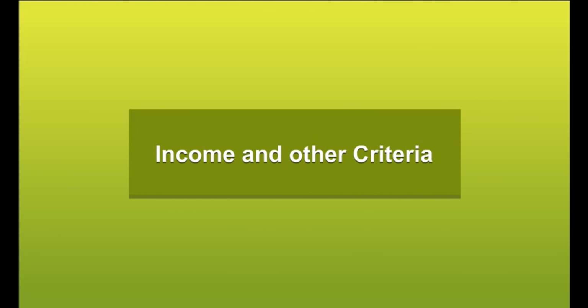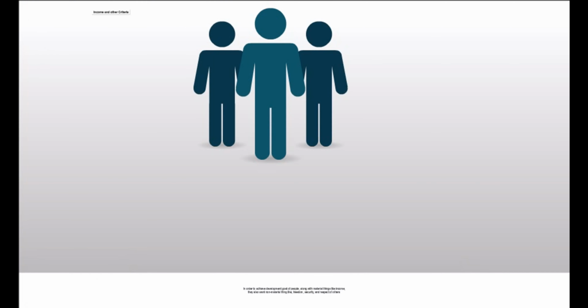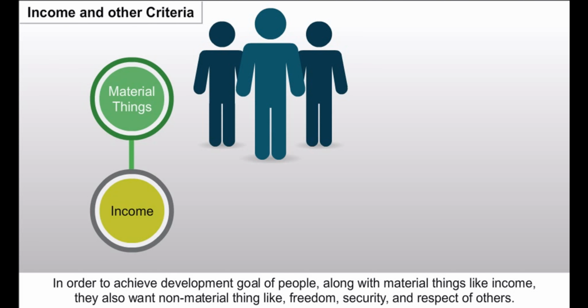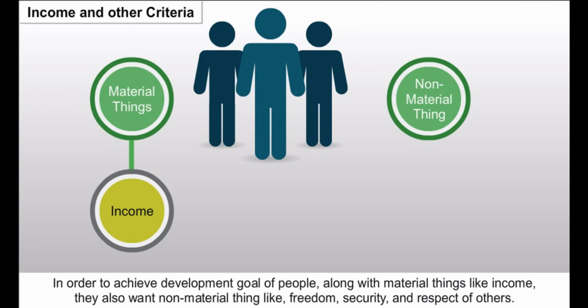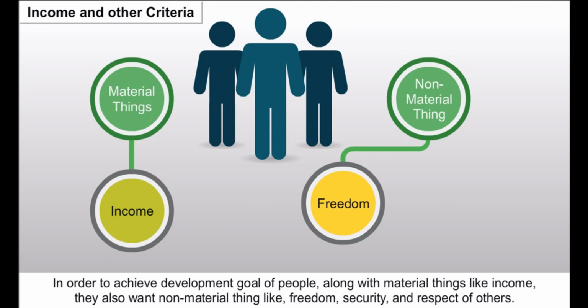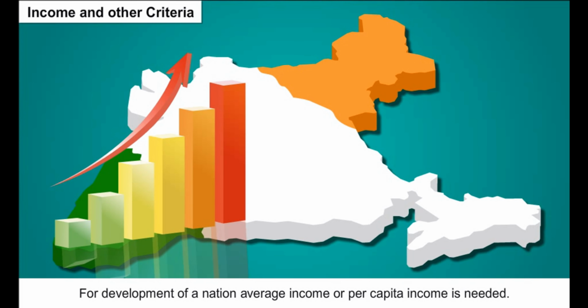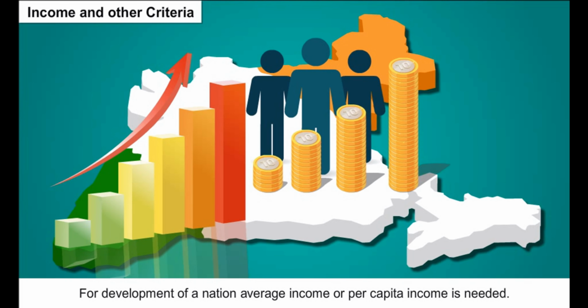Income and other criteria. In order to achieve the development goal of people, along with material things like income, they also want non-material things like freedom, security, and respect of others. For development of a nation, average income or per capita income is needed.